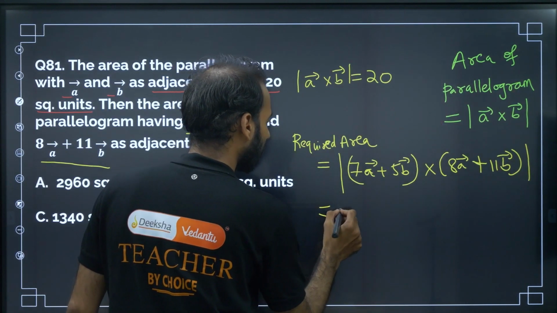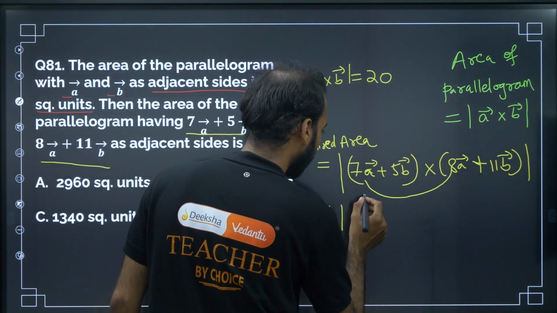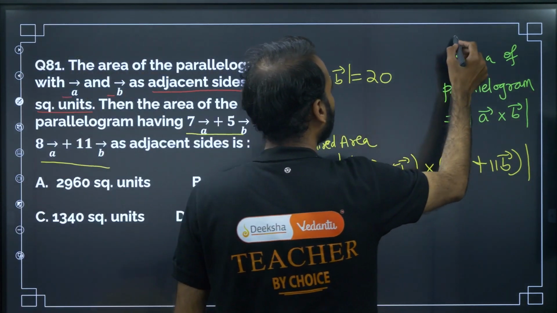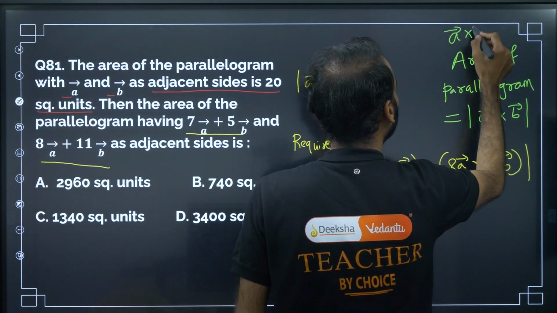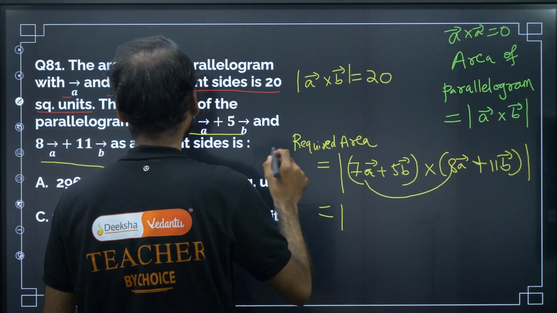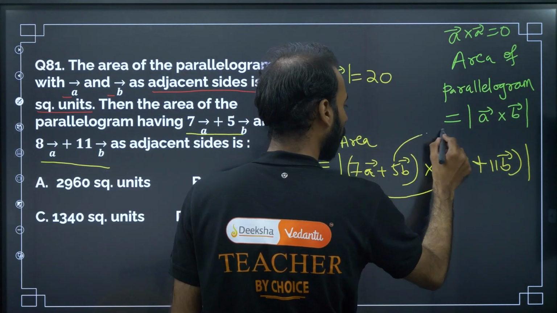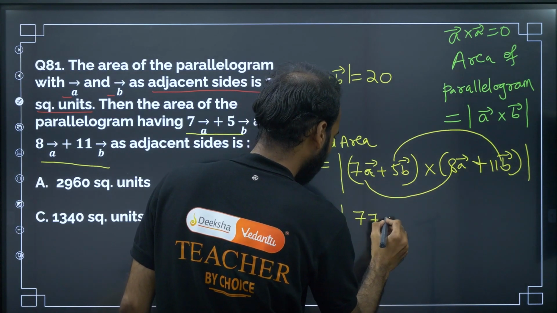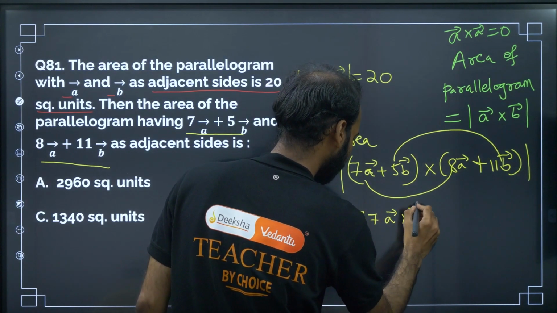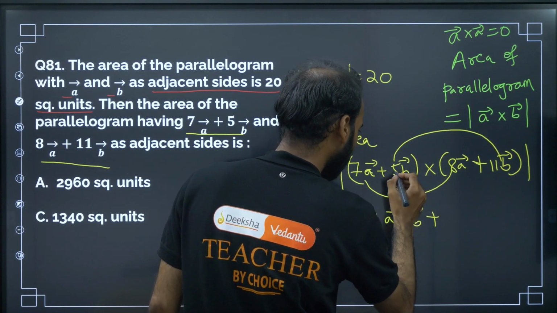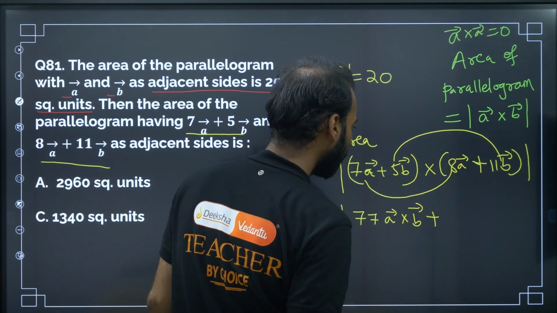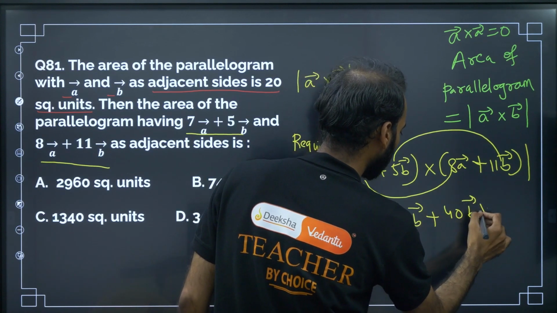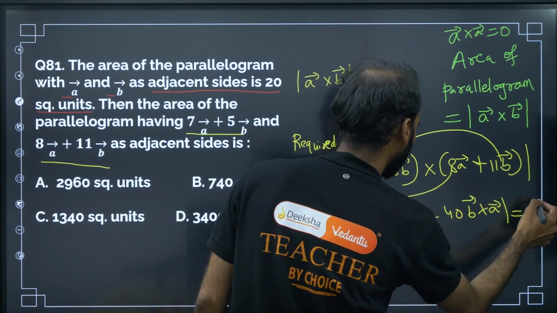Now this magnitude 7 times 8 is 56. A cross A is 0, so I am not writing that. In synopsis you can take one more point: A cross A is 0, so that's why I am not writing. Next, B cross B, this is also 0. So 7 into 11, 77 A cross B, plus 5 into 8 is 40 B cross A. This value we have to find.